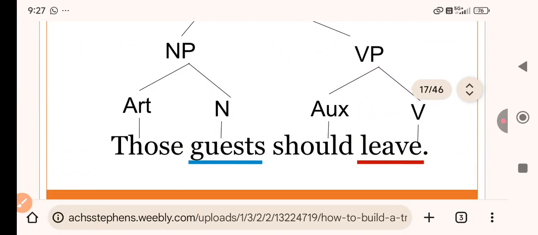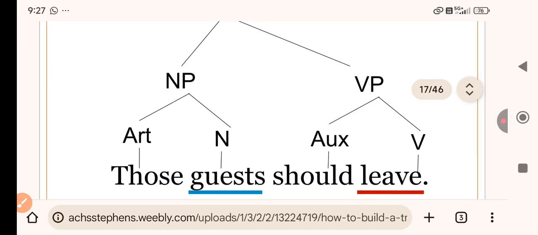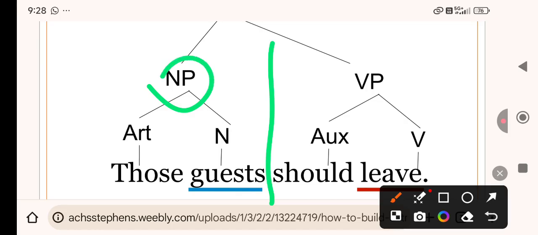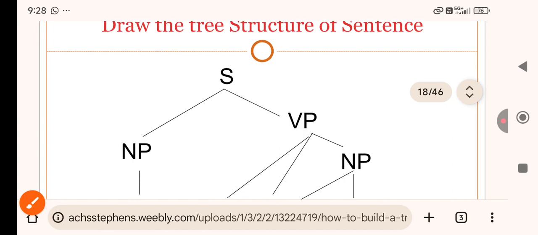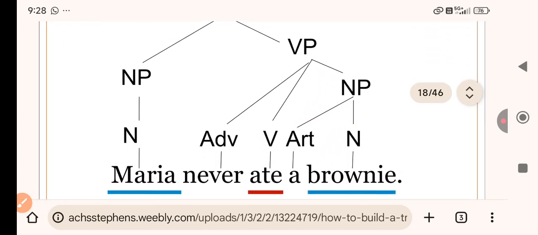First is those guests should leave. So those guests, this is a noun phrase, should leave is a verb phrase because this is an auxiliary verb, and leave. Simple, very simple sentence. Right, now next is Maria never ate a brownie.